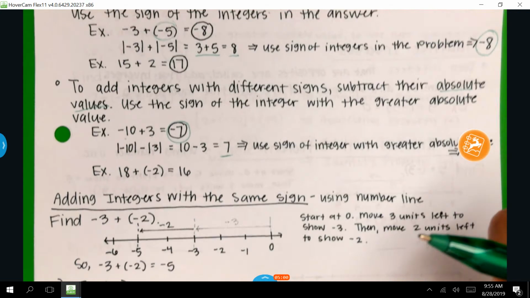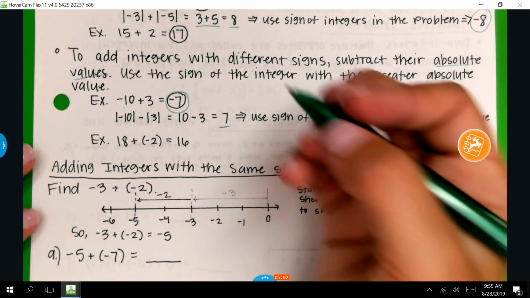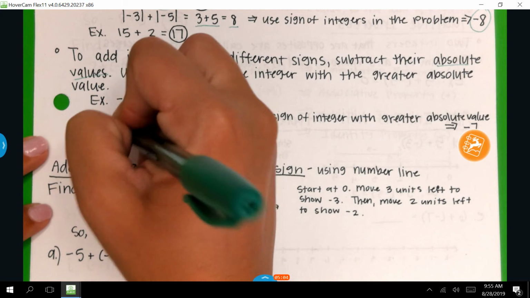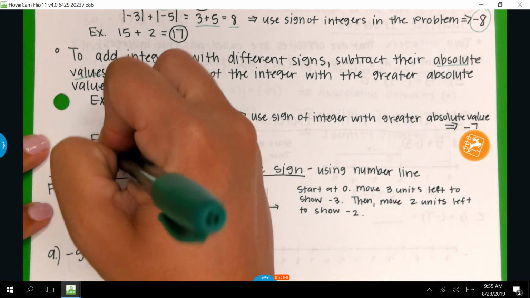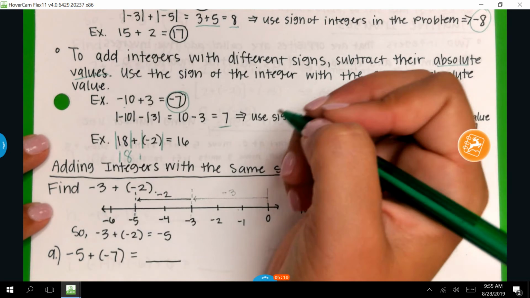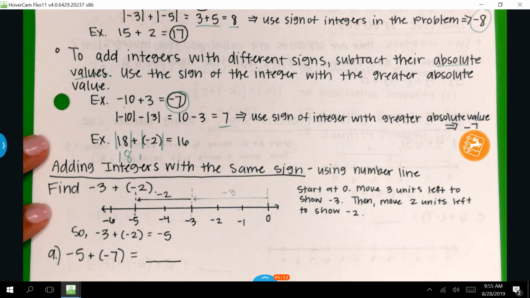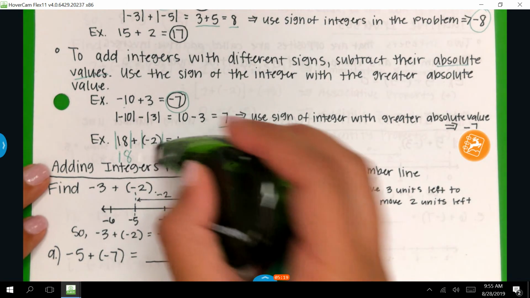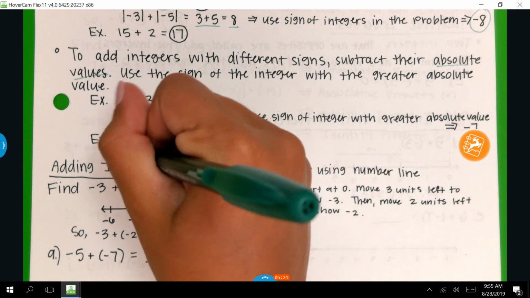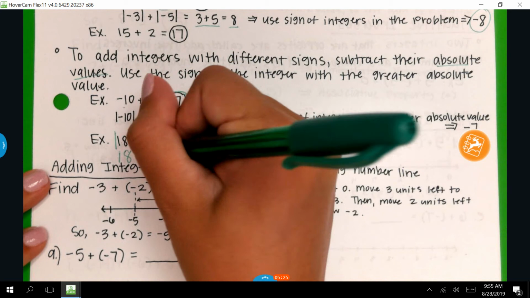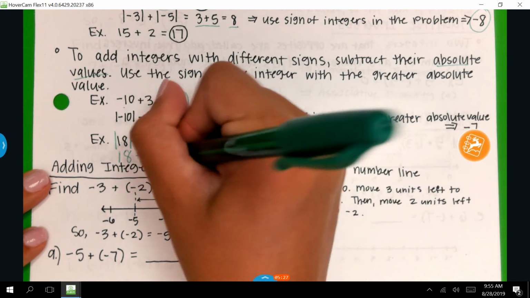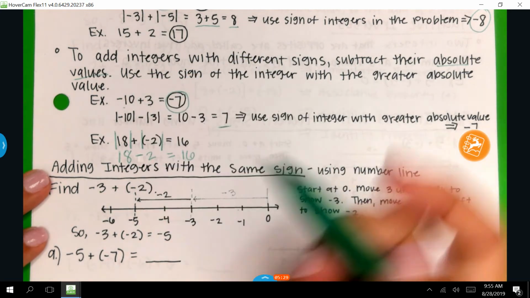Can y'all see that? Let's slide it up. I want to add those absolute values. So what's the absolute value of 18? 18. Am I adding them or am I subtracting them? I'm subtracting, right? Because they're different signs. One's positive and one's negative. So I should do 18 minus, what's the absolute value of negative 2? 2. Positive 2. So 18 minus 2 is 16.